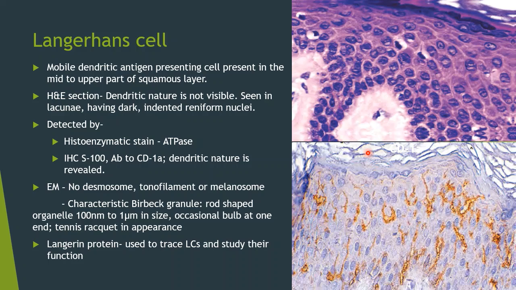In electron microscopy, there is no hemidesmosome, tonofilament or melanosome in these Langerhans cells, but there is the presence of characteristic Birbeck granules, which are rod-shaped organelles around 100 nanometers to 1 micrometer in size with an occasional bulb at one end. So that gives a tennis racket-like appearance.